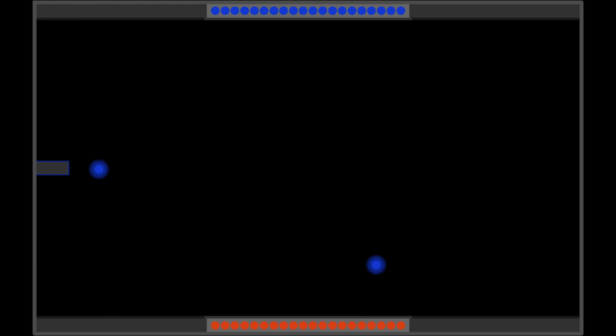Now, if we shoot a positive test particle through, it's going to be pushed away from the positives and attracted towards the negatives, so its path is going to curve like so. Likewise, if we send a negative test particle through, it's going to be pulled towards the positives and pushed away from the negatives.